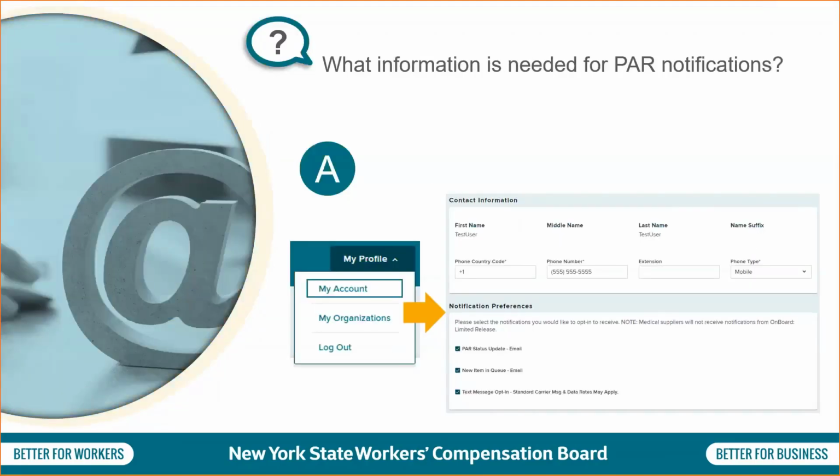What information is needed for PAR notifications? To receive email or text message PAR notifications, select My Profile and then My Account from your OnBoard dashboard. Under Notification Preferences, you can select PAR status updates by email, new items in your queue by email, or text message updates. The email that was used upon registration is the email that will be used for email notifications. If you opt in to receive text message notifications, ensure you have a phone number entered on this page and have selected Mobile as phone type.